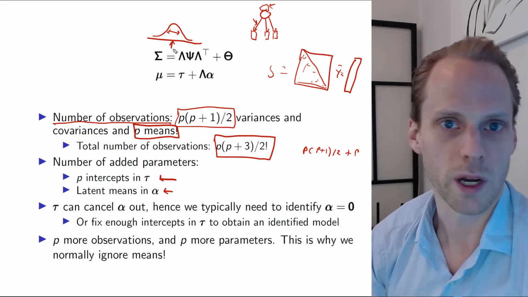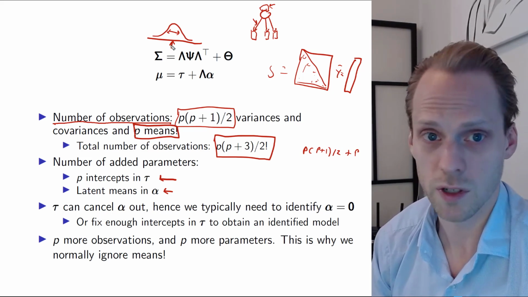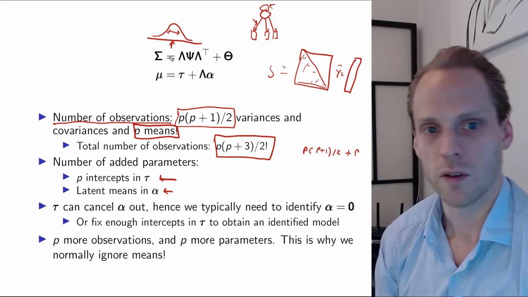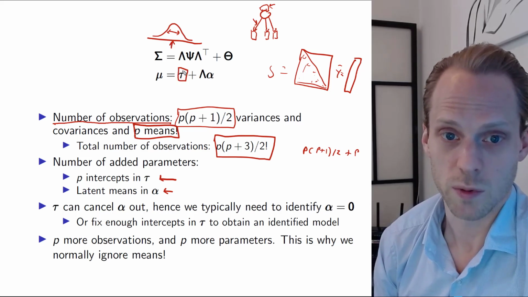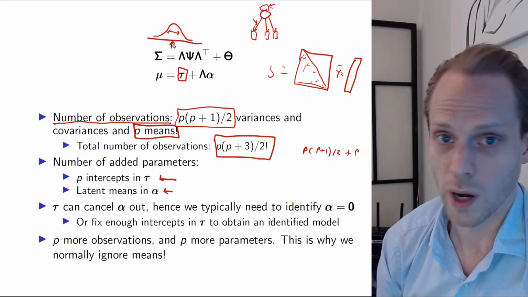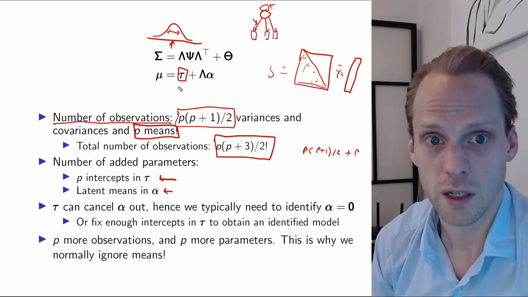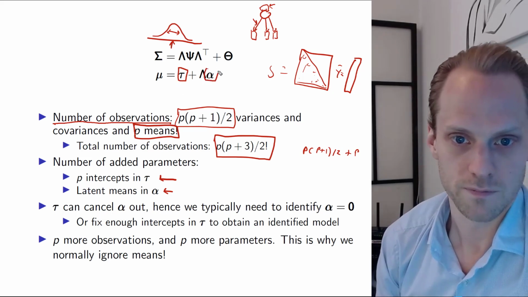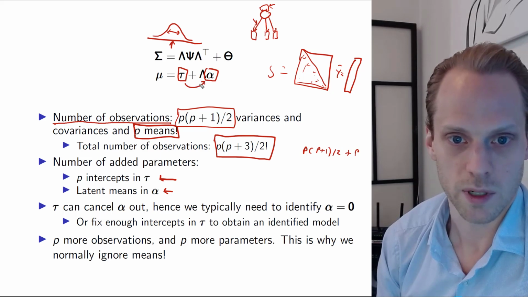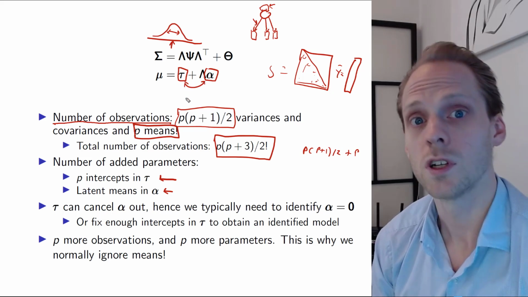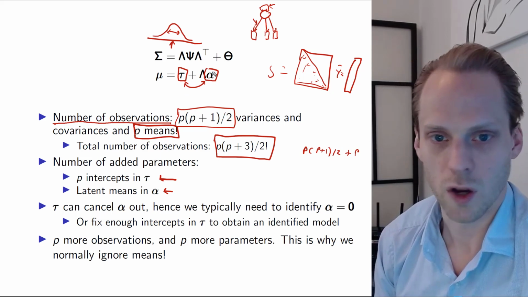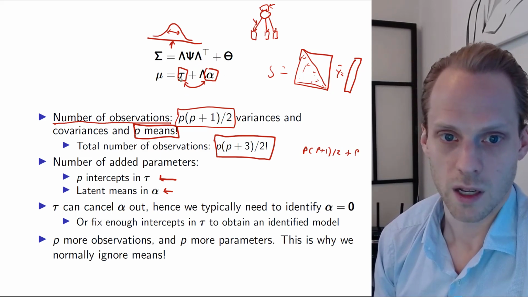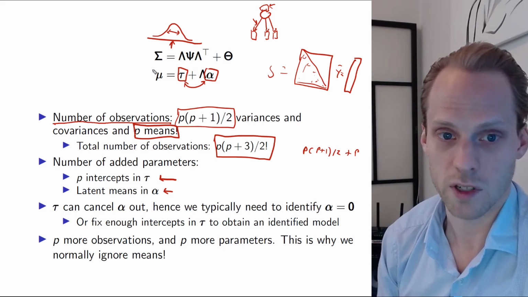Right, so a latent variable might have a mean of 0, it might have a mean of 100, we don't know. If it has a mean of 100, then these thresholds, these intercepts, will just be lower. If it has a mean of minus 100, these intercepts will be higher. So this alpha and these intercepts can actually cancel each other out. So we have an identification problem, right? We can arbitrarily set alpha to any number and then adjust the intercept so that we have the same mu.